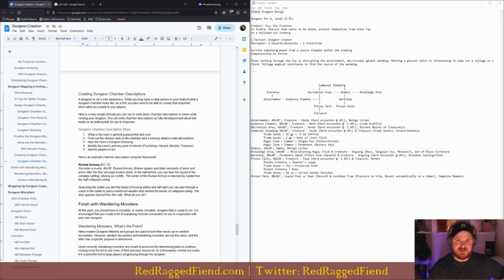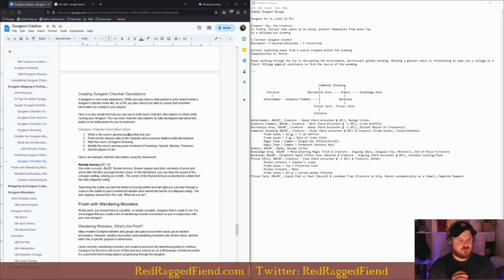The first step is, what is the room's general purpose, the feel, and the size. The second is we point out the obvious exits of the chamber and any sensory detail to build the atmosphere. That's part of why we have the dungeon dressing, right? That's part of our sensory detail. We note the room's dungeon dressing. We said that again, but they're not always the same. Sometimes they're different. And we'll see that. I'll read through the example that I have below once we get through this.